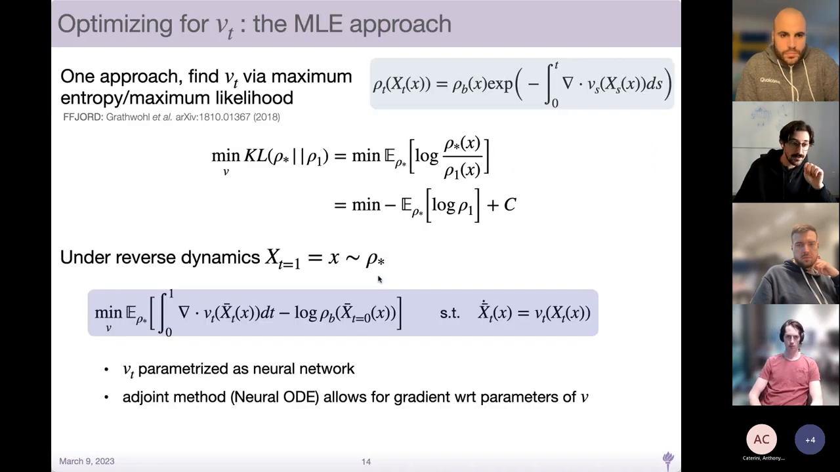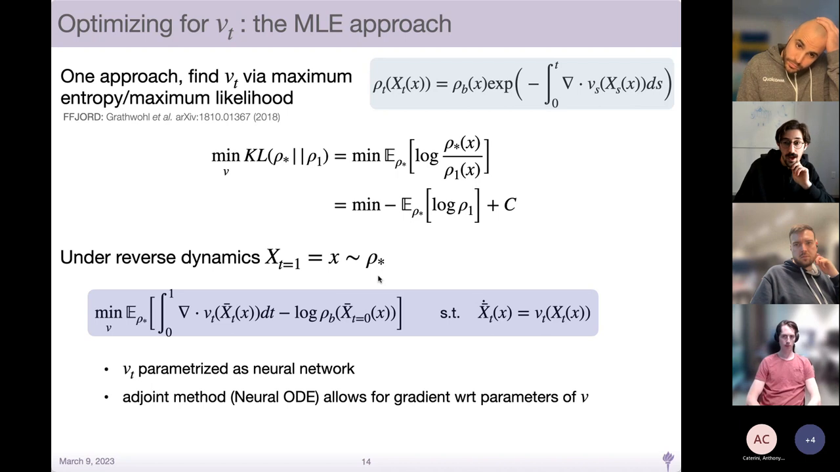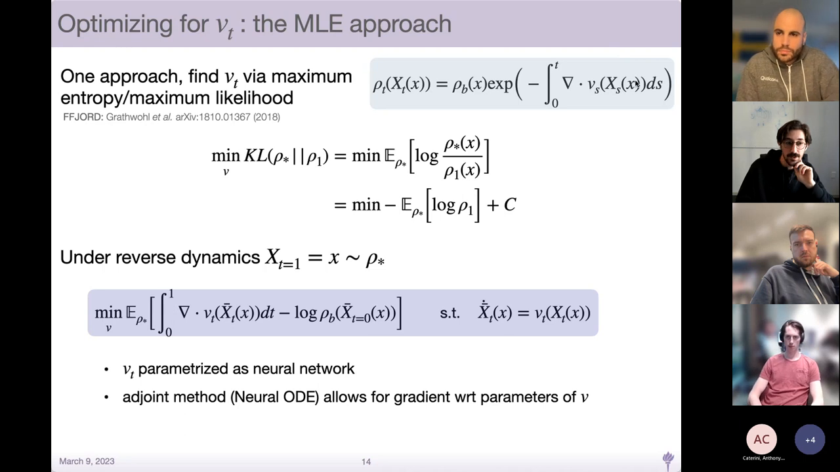So one approach to doing this was the Will Grathwohl, Ricky Chen paper, where they said, okay, let's do maximum likelihood estimation, just like we always would do for flows. And that amounts to a continuous time version of the change of variables, which I have now here in the top right, where instead of computing the determinant of the Jacobian, we have the trace of the instantaneous change of the velocity field integrated over time.